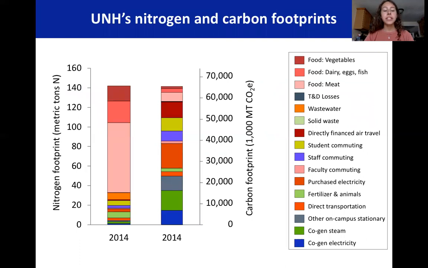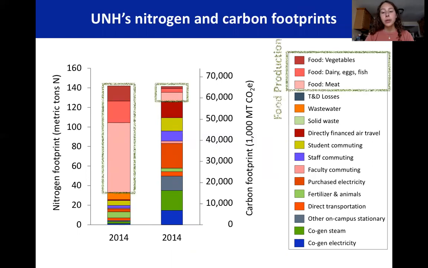So on the left here, this is UNH's nitrogen and carbon footprint from a 2014 baseline. And as you can see, food production occupies a very significant amount of the nitrogen footprint, about 80%, compared to the carbon footprint.